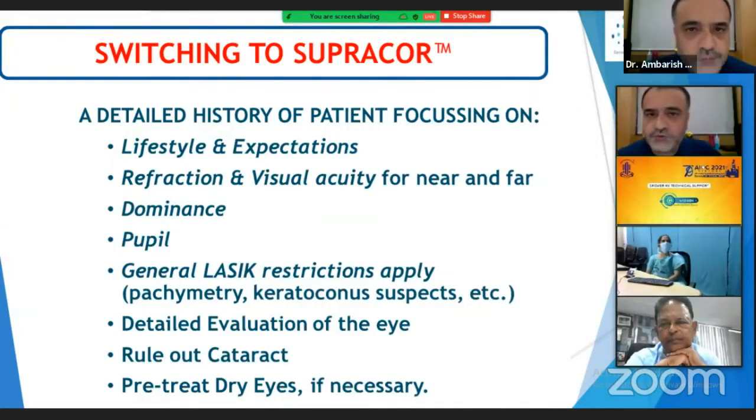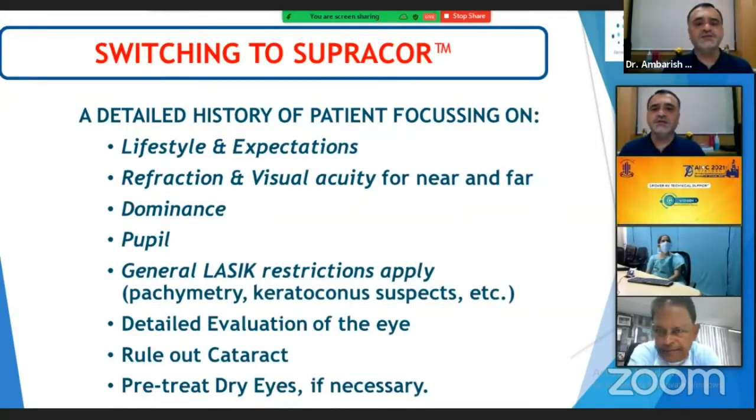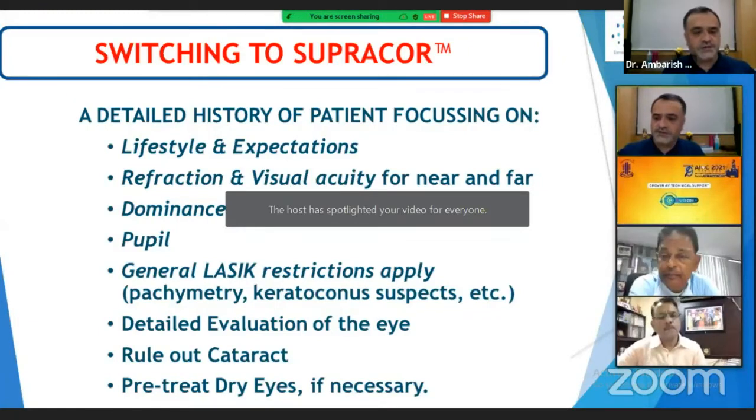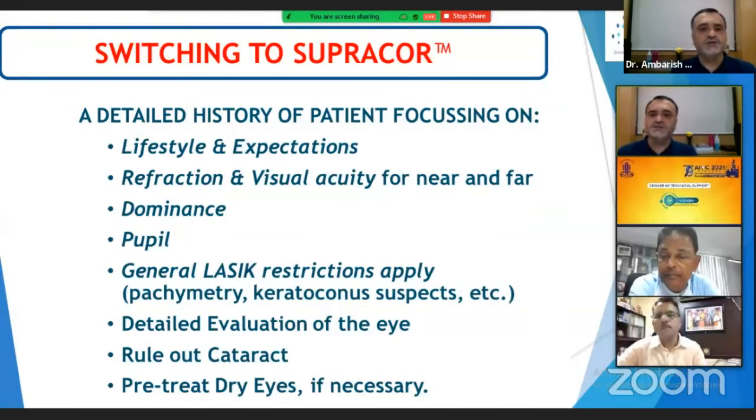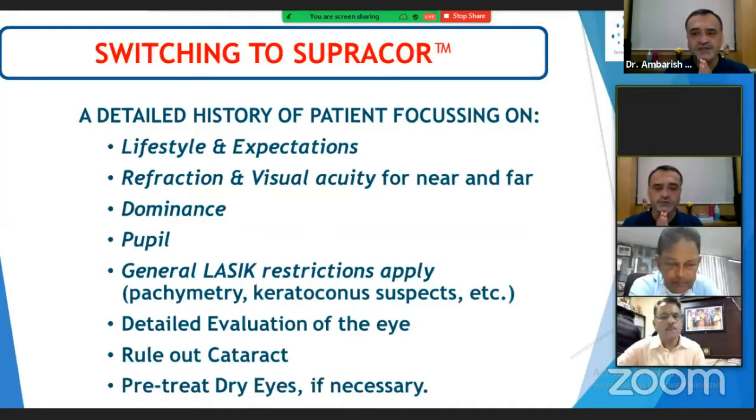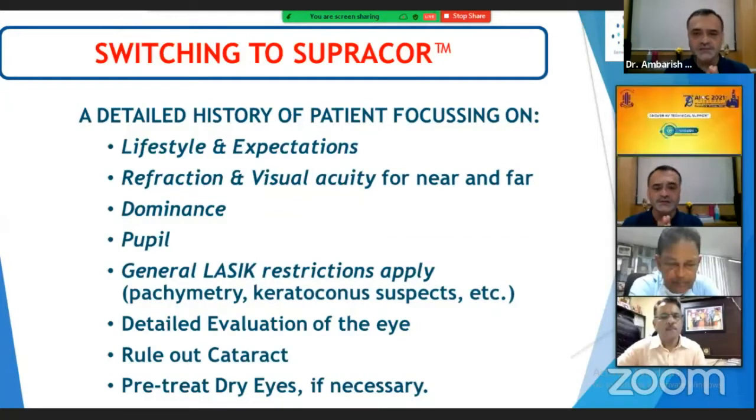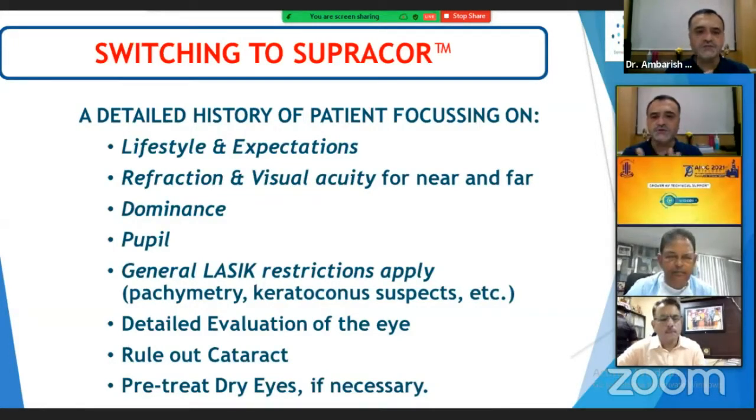Whenever you plan to do SupraCore or any presbyopic correction, take a detailed history of the patient. In presbyopic treatment, what matters is what you can provide and what your patient expects from you. So with normal history taking along with refraction and visual acuity, normally check for visual dominance also, pupil size also, because again, it's a pupil dependent procedure. So pupil size less than 2.1 as per the OPSCAN 3, probably this case is not very well indicated for doing a presbyopic correction in this plane.